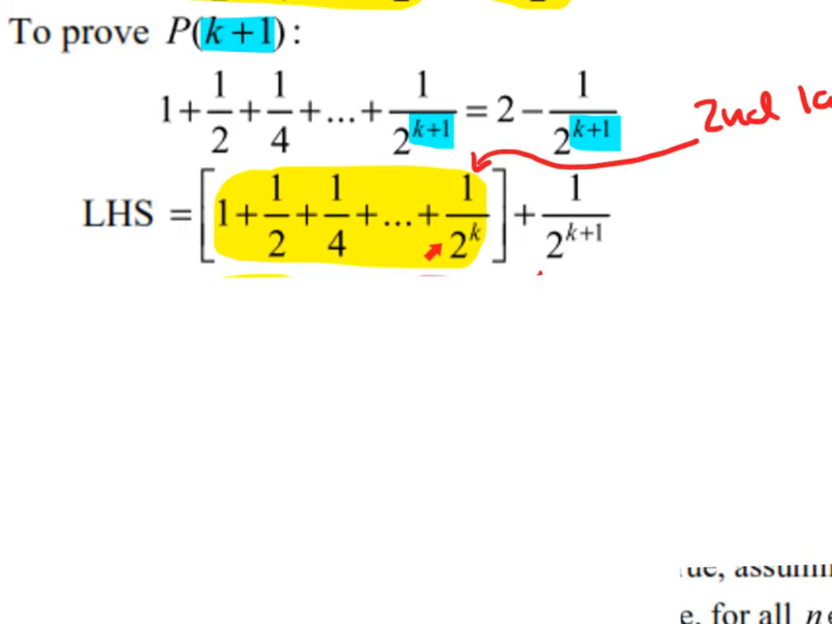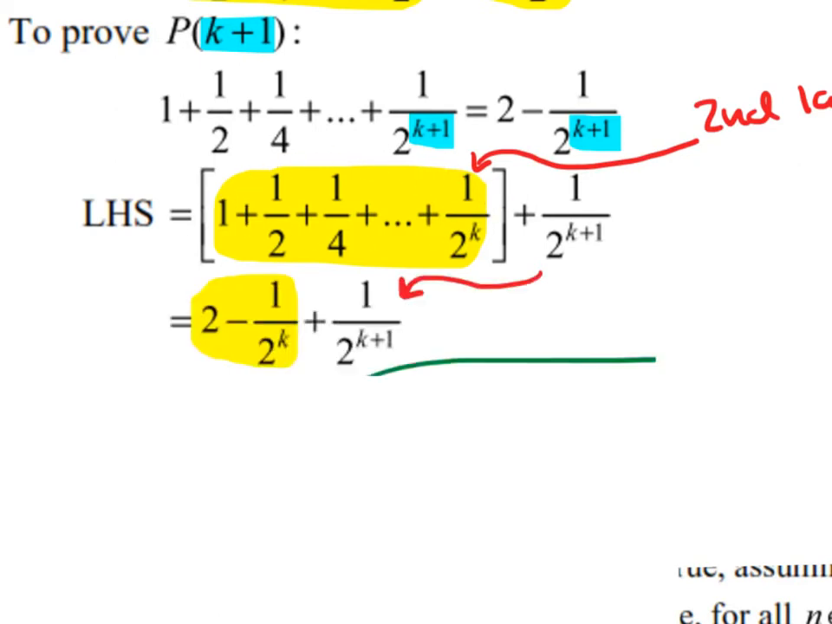So this is our left hand side of our equal sign. Now from our assumption, which was up here in yellow, we know that we can replace this with this. So this was our assumption, p of k. We bring down the plus and we bring down the 1 over 2 to the power k plus 1. Now the next bit is where it can be a little bit tricky.